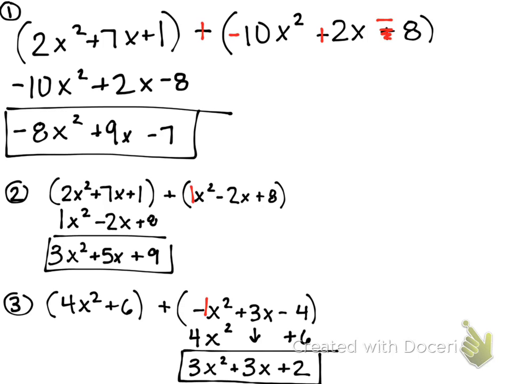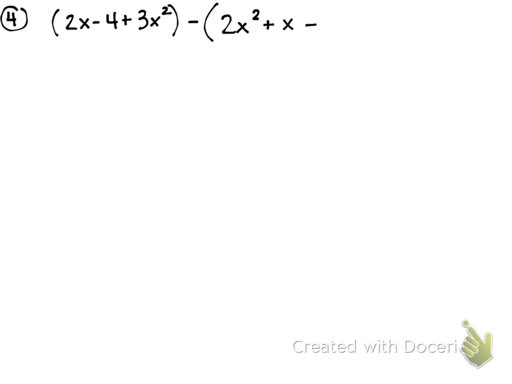I'm going to erase these now and start with 4 through 6. So number 4, we have 2x minus 4 plus 3x squared. What do I automatically notice about that? It's not in standard form. So minus 2x squared plus x minus 1. What is my first thing that I need to do? Change the signs. So negative 2x squared, negative x, positive 1, and it becomes an addition problem.